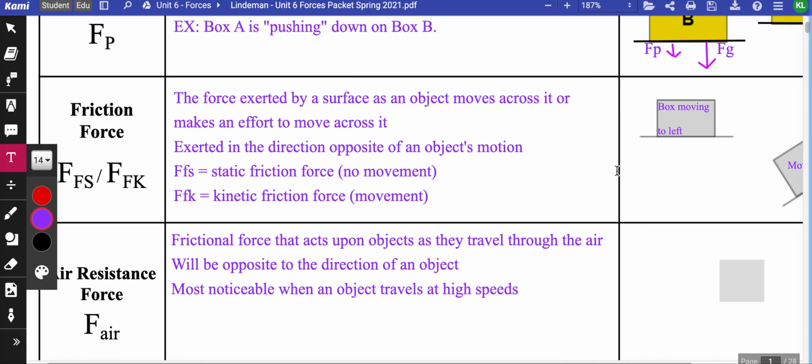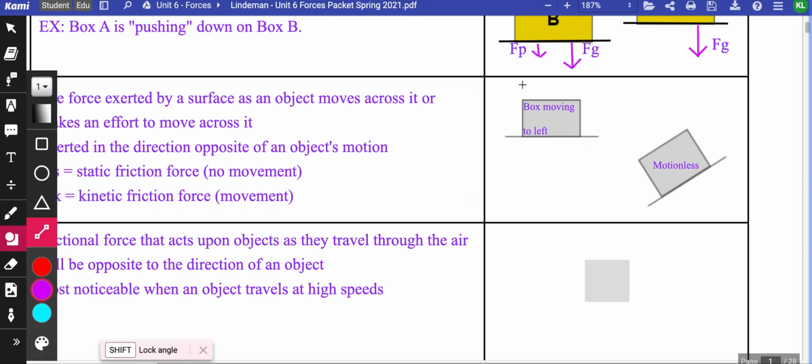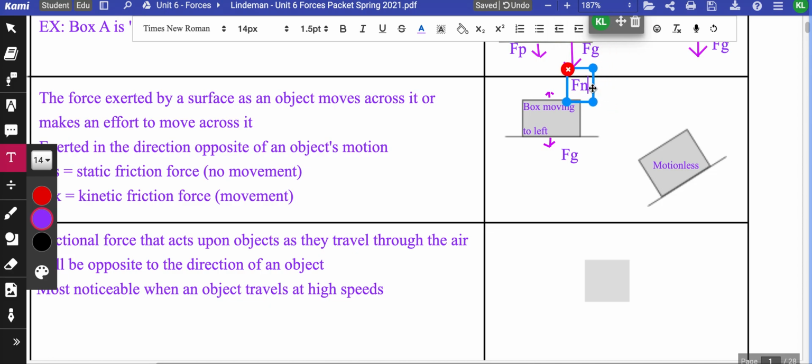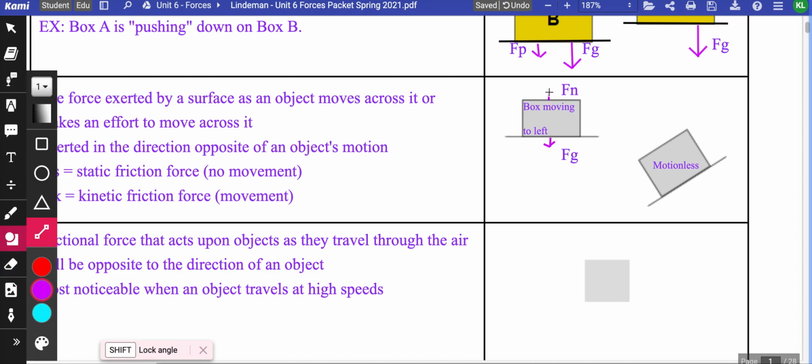So I want to go through an example of each of these and what these look like for free body diagrams. In this first example, we have a box moving to the left, and then we have a motionless box. Let's do the box moving to the left first. I'm running out of space here, so I'm going to make my gravity force arrow and my normal force arrow super tiny. We'll make believe that we have a super light box. So FG and FN. I'm just going to fix that arrow so it looks a little bit better.